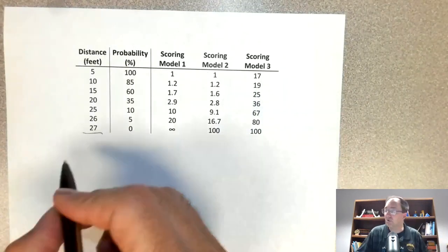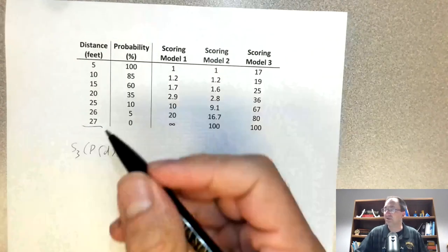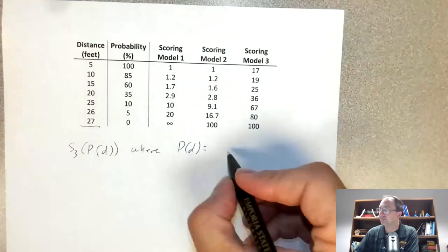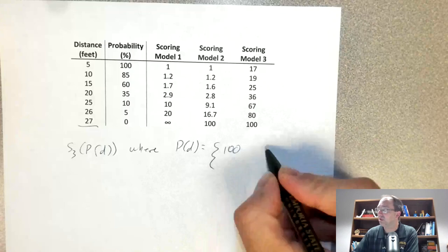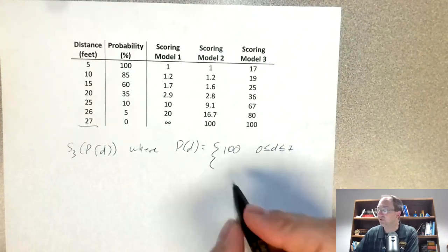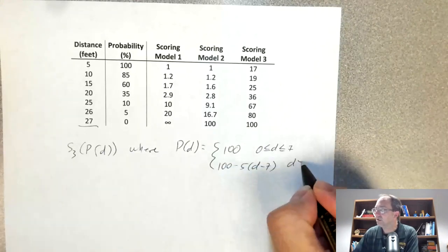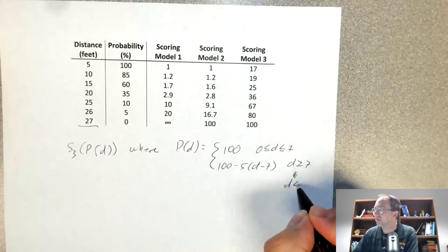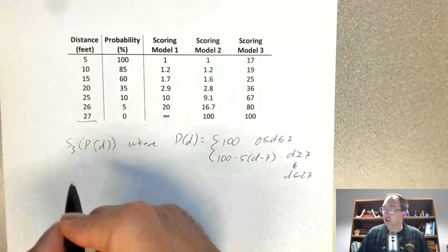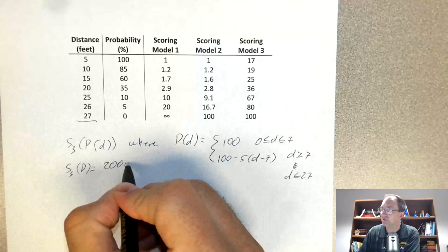Now, keep in mind, our scoring model is actually S3 of P of D, so it's a composition of functions where P of D is equal to a piecewise function. As you recall, it was 100 when D was between 0 and 7, and it was 100 minus 5 times (D minus 7) when D was greater than 7 and D was less than 27. All right, and S3 of P, just to remind ourselves, is 2,000 over P plus 20.